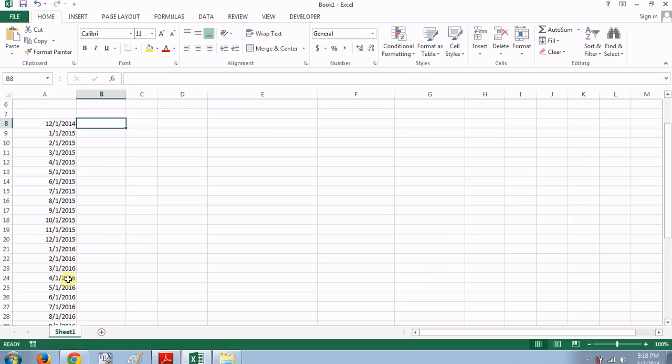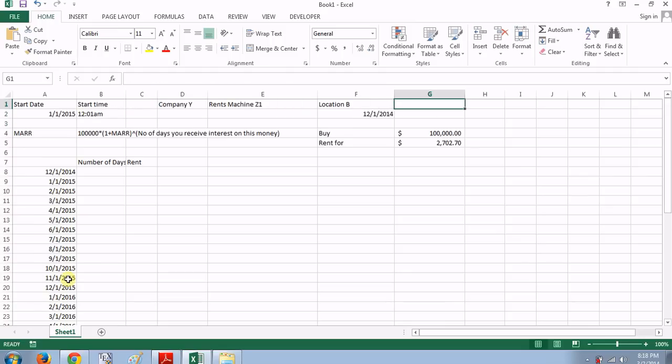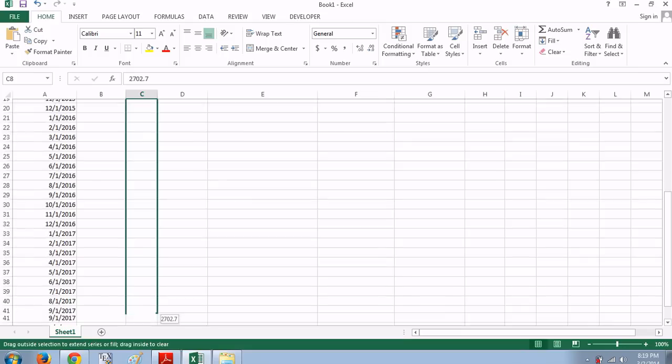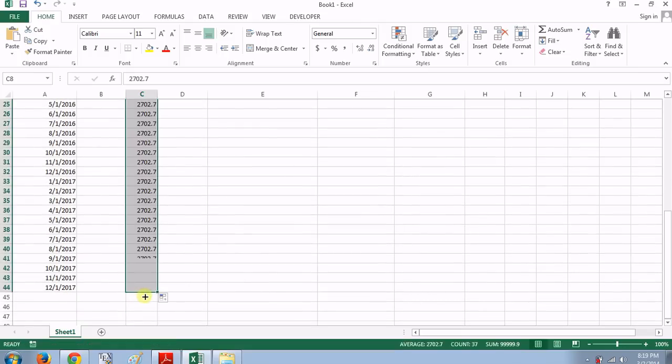Now what is a rent? Let me just put number of days here instead of rent. Okay, now what is the rent I have to pay? The rent is 2702.70. And this is the same amount you pay every month for the rent. So I'm just going to drag that down.